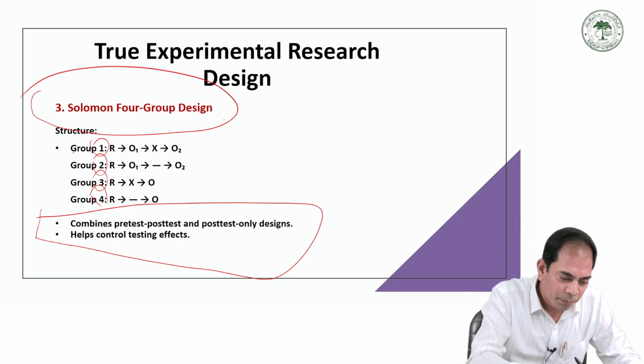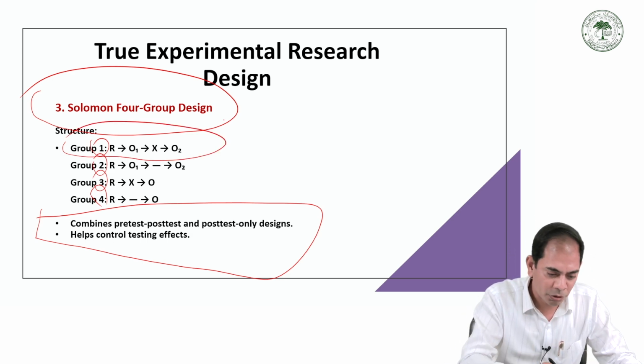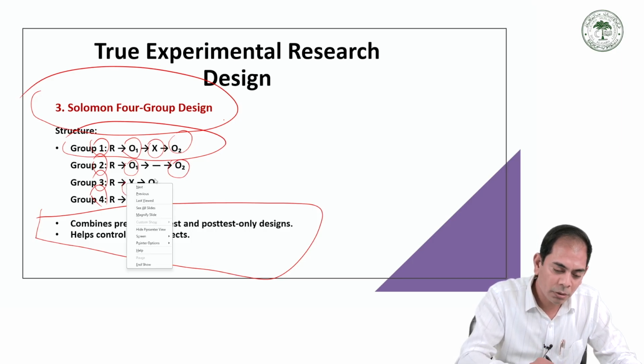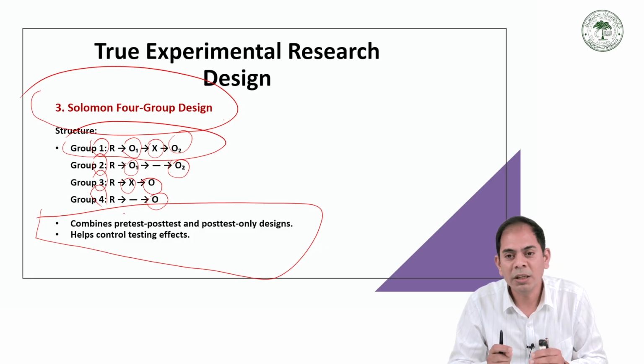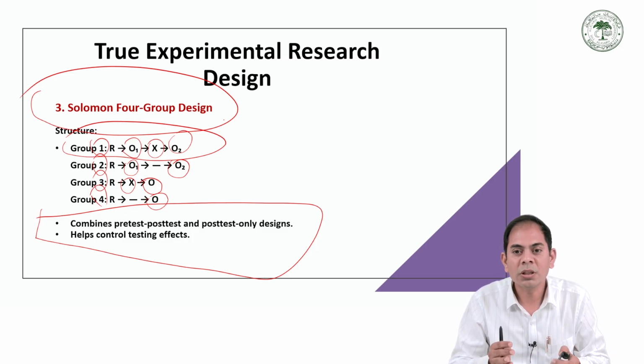Group number one: pre-test, treatment and post-test. Group number two: pre-test, no treatment, and post-test. Group number three: treatment and post-test only. Group number four: no treatment, post-test only. This group neither received treatment nor took a pre-test; only the post-test is conducted.